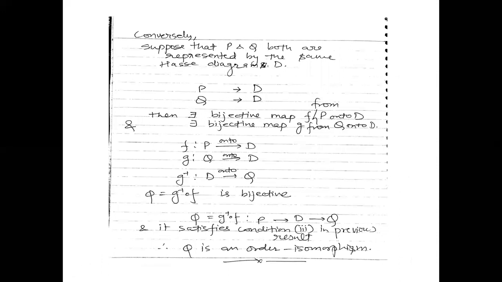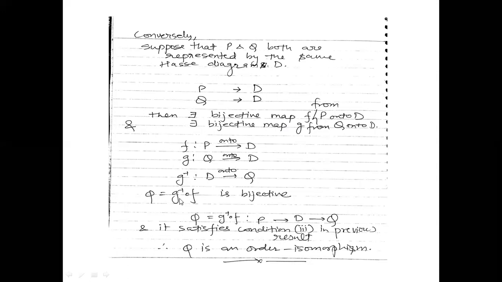Conversely, suppose that P and Q are both represented by the same hash diagram D. Then there exists a bijective map F from P onto D, and a bijective map G from Q onto D. Since F is onto, F inverse exists, and that is one-one, onto. Similarly for G, so G inverse from D to Q is onto.